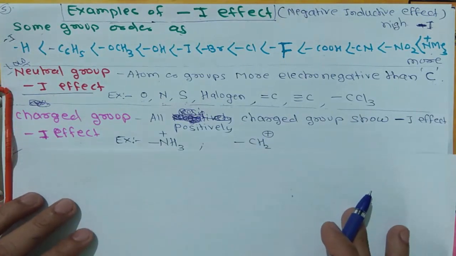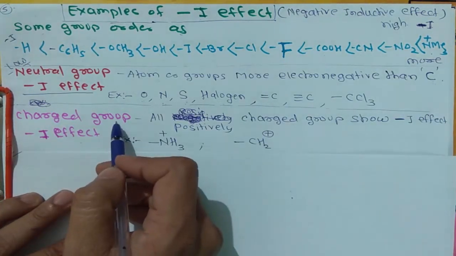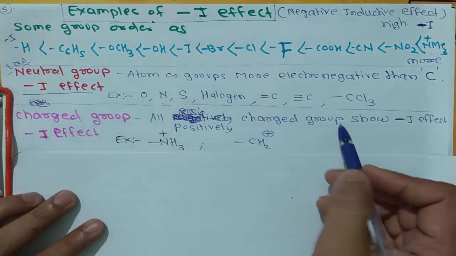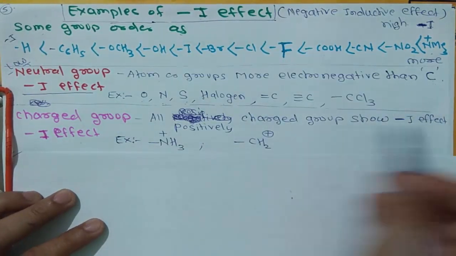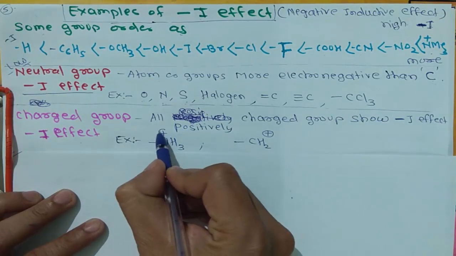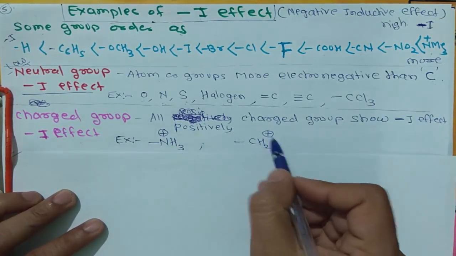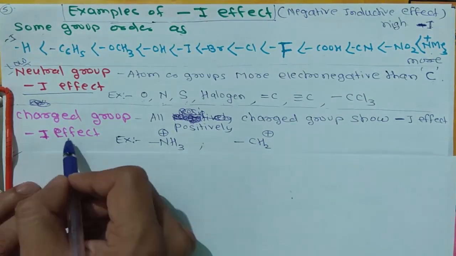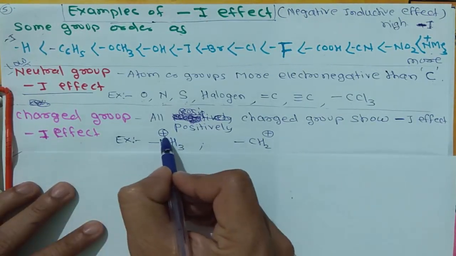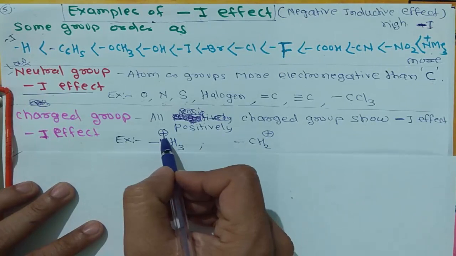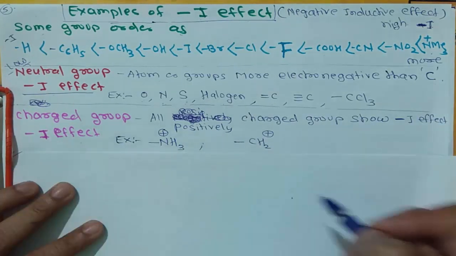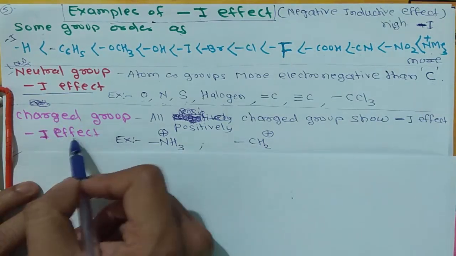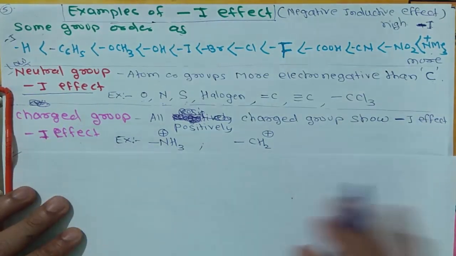Here again there are some charged groups which can also show the minus I effect. All the positively charged groups show the minus I effect. Here NH3+, CH2+, all the positively charged species show the minus I effect, because positive charge means an electron-deficient species, and they can attract the shared pair of electrons closer towards themselves. These are also called charged groups which can show the minus I effect.